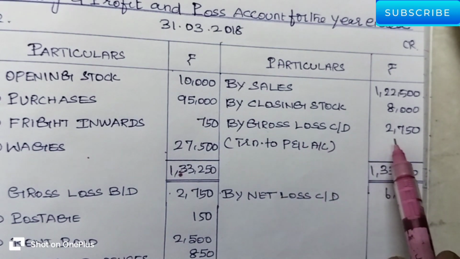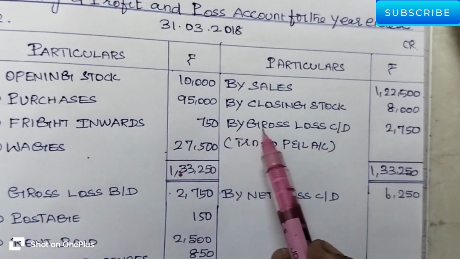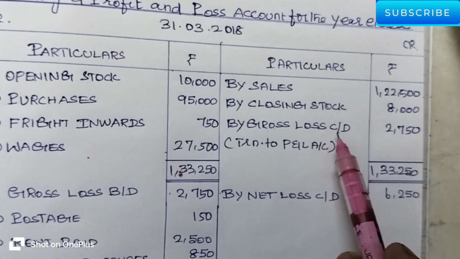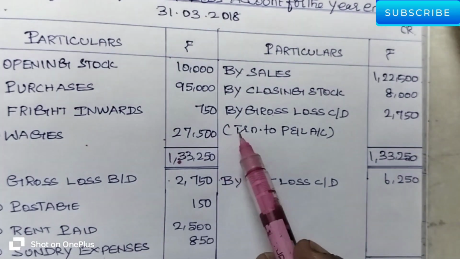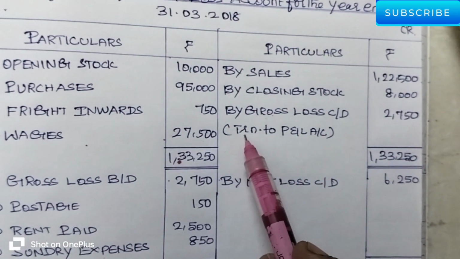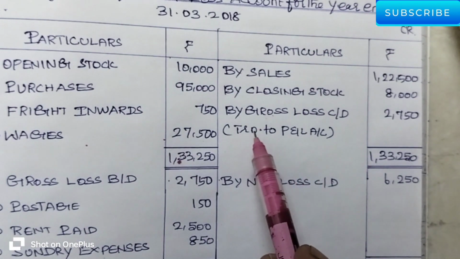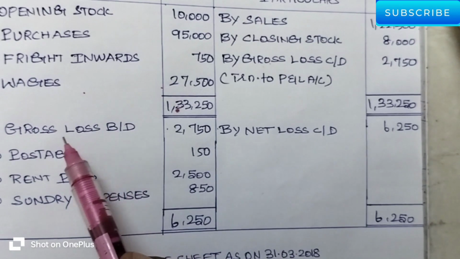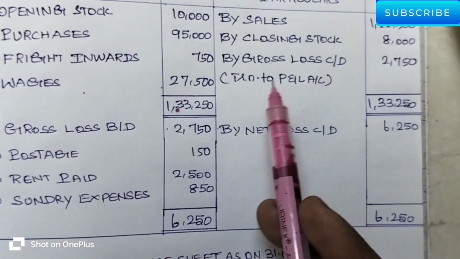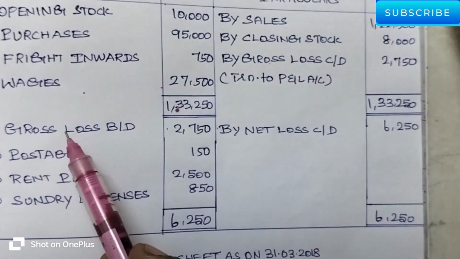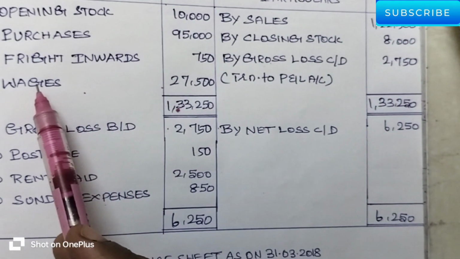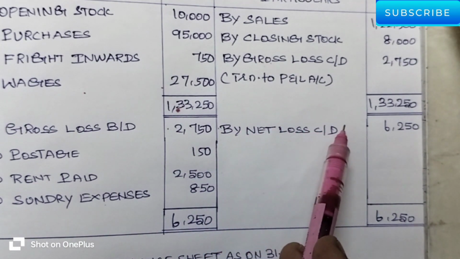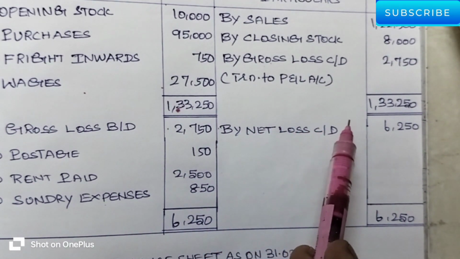So against 2,750 you have to write by gross loss c/d, CD means carry down, okay. Then you have to write within the bracket: transfer to profit and loss account. That means the gross loss you find, you have to transfer into the profit and loss account. If you get gross loss, you have to enter it on debit side of the profit and loss account. If you find gross profit, you have to enter it on credit side of the profit and loss account, okay.